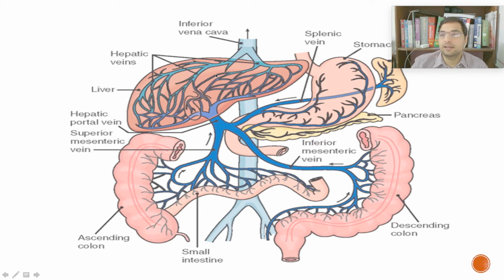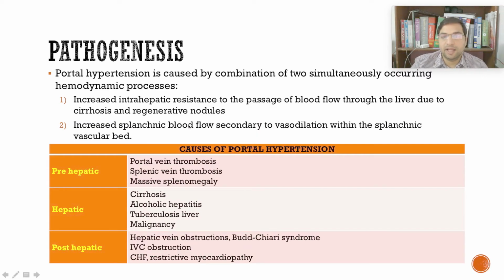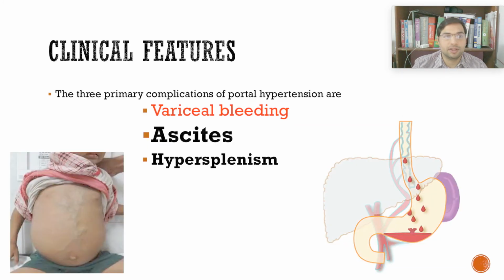Suppose the liver is having hepatitis or cirrhosis, then because of the generation of certain chemicals, these veins will go into vasodilation, and that will increase the splanchnic blood flow. So blood flow to the liver will increase, whereas the liver will not take the blood because of the hepatitis or the cirrhosis, because of the congestion in the liver. The blood will not flow properly, and that will lead to portal hypertension. So the second is increased splanchnic blood flow because of the vasodilation. These could be the causes for portal hypertension.